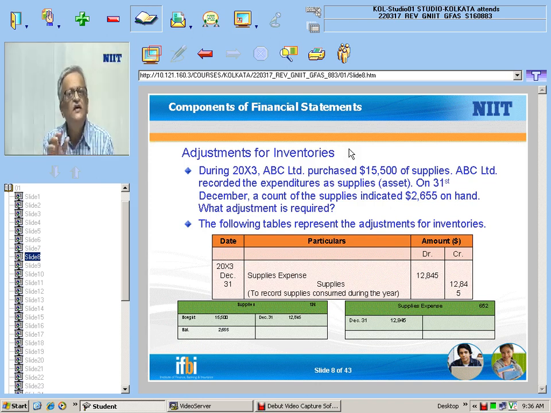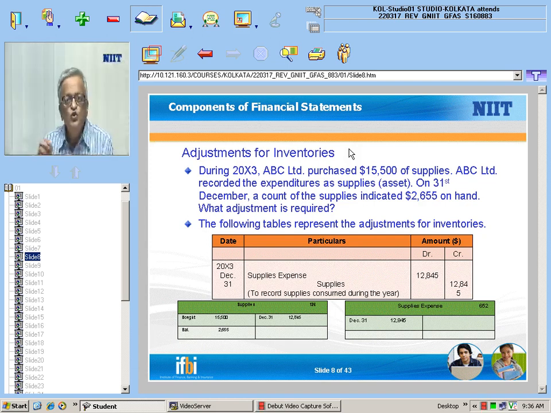15,500 is the total supply which has been purchased, and at the end of the reporting period the balance of consumables is 2,655. So 15,500 minus 2,655 is 12,845. This is the amount of supplies which have been consumed by the organization for one full year.